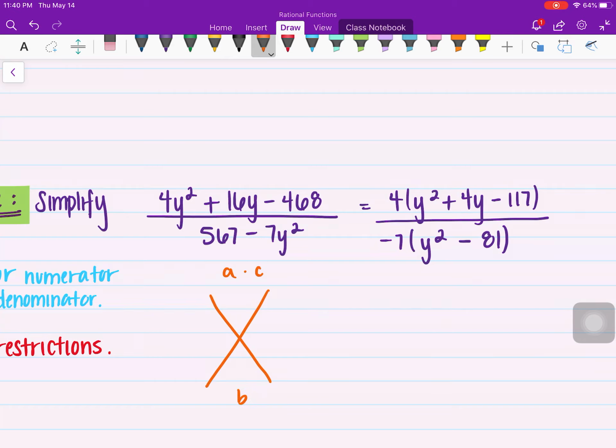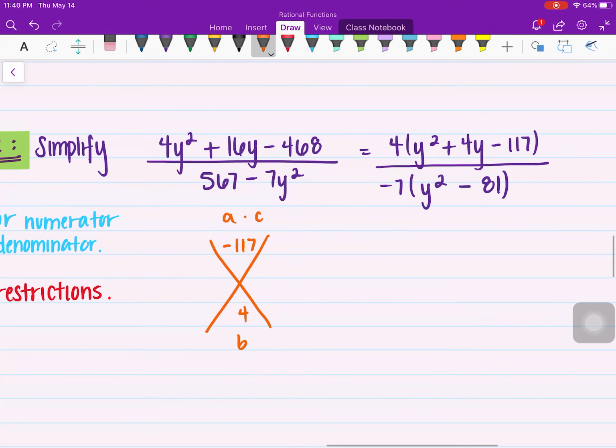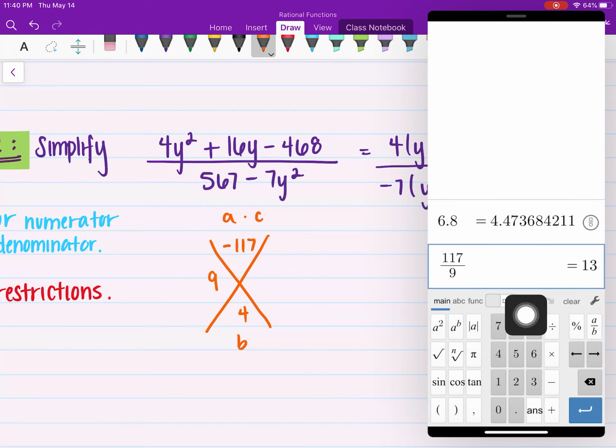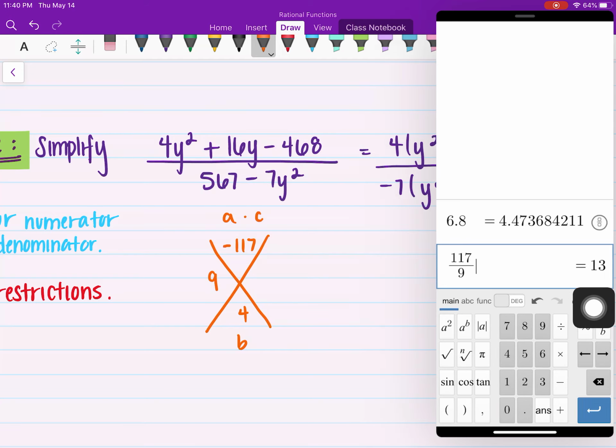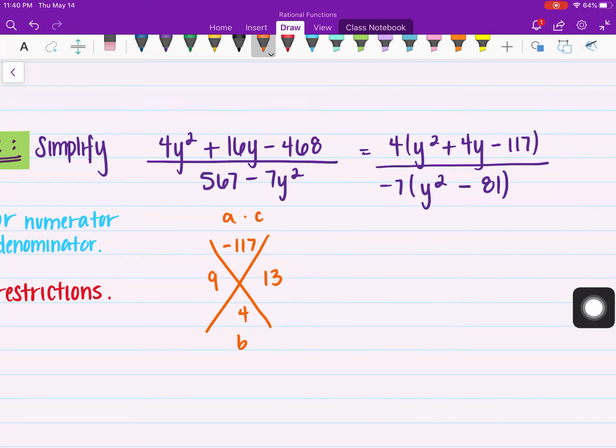So then A in this case would be a 1, C would be negative 117. So if we multiply those, we get negative 117. And our B value in this case is 4. So we're basically finding two factors that multiply to negative 117, but also add up to a 4. In this case, those would be a 9. If I play around with the 9, and you guys can see it here in the calculator, if we do 117 divided by 9, that's going to give us 13. So the other factor would be 13.